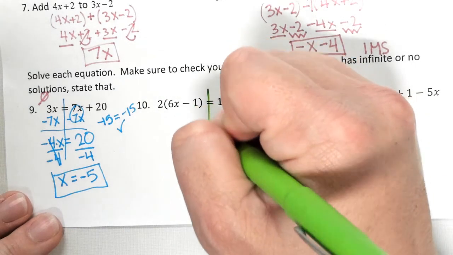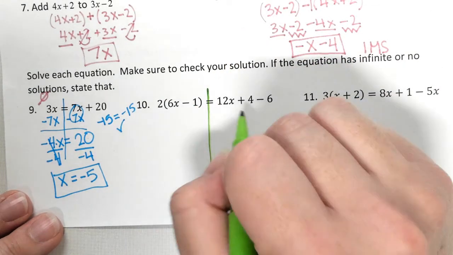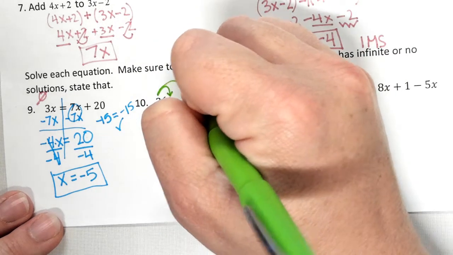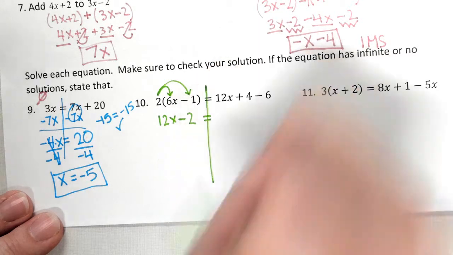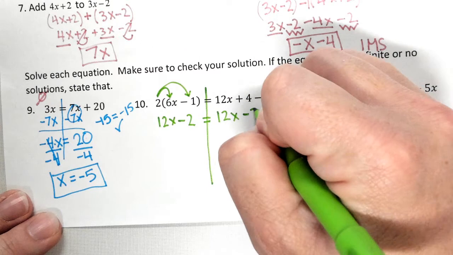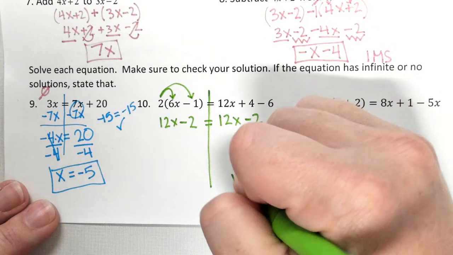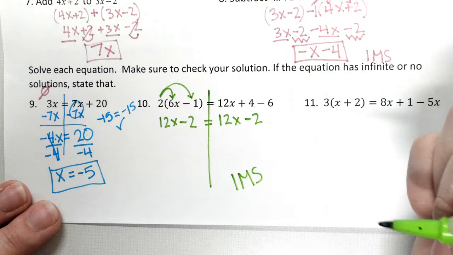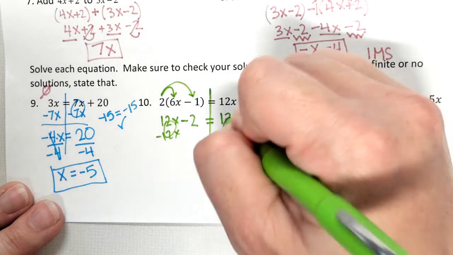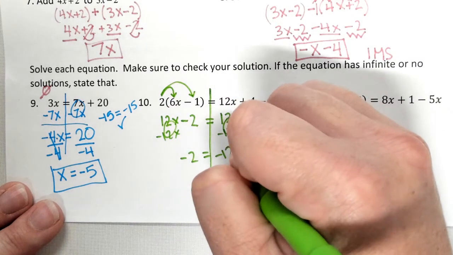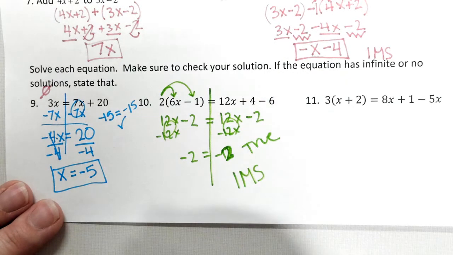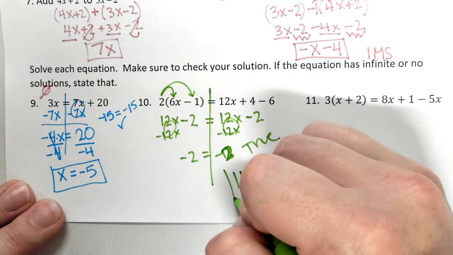Okay, here, draw my line. First I need to simplify both sides. So 2 times 6x is 12x. 2 times negative 1 is negative 2. Then I'm going to bring down my 12x. 4 minus 6 is also negative 2. Right away, if you notice they match, you can tell me infinitely many solutions. Now if you don't notice, you would do minus 12x, minus 12x. They both zero out, and you get negative 2 equals negative 2, which is true. Therefore, it is infinitely many solutions.